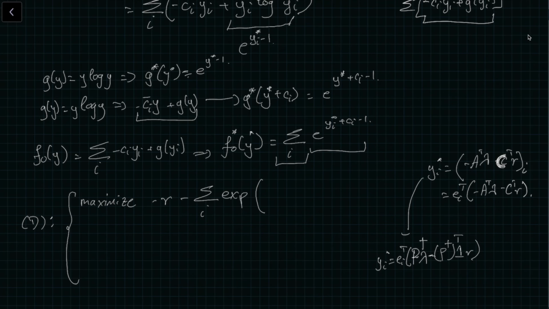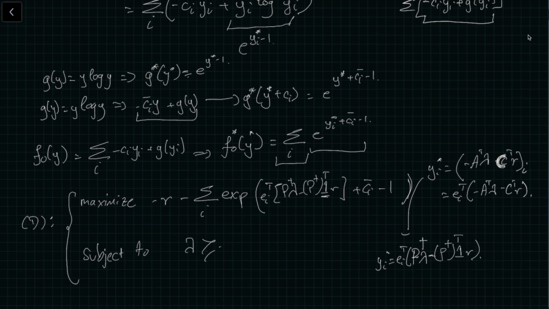And that's it. So I'll plug this guy here to get what I have in my exponent here, right? So that means that I get an ei transpose P pseudo inverse lambda minus P pseudo inverse transpose 1 vector nu, plus ci bar, oh, by the way, this is ci bar, I'm sorry. So ci bar minus 1, okay? Subject to a positivity constraint on lambda, right?